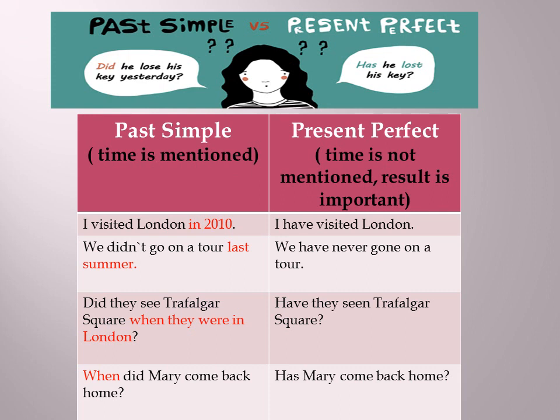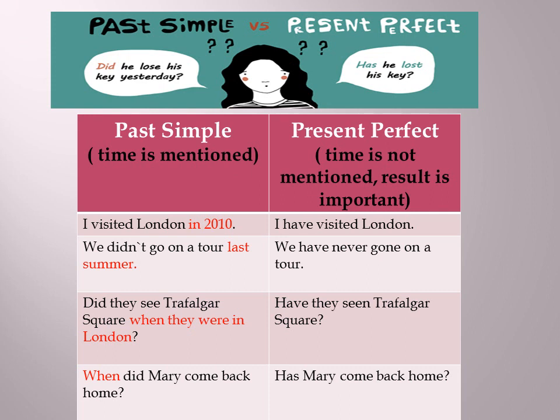Past simple and present perfect both happen in the past. But what's the difference between them? Let's compare. Past simple, time is mentioned. Present perfect, time is not mentioned. Result is important. Look at the examples. I visited London in 2010. In this sentence, time is mentioned, in 2010. So this is the past simple. I have visited London. In this sentence, time is not mentioned. Here we are talking about someone's life experience.